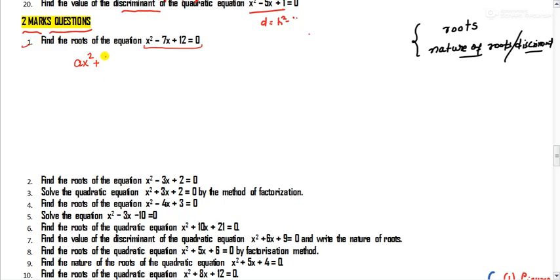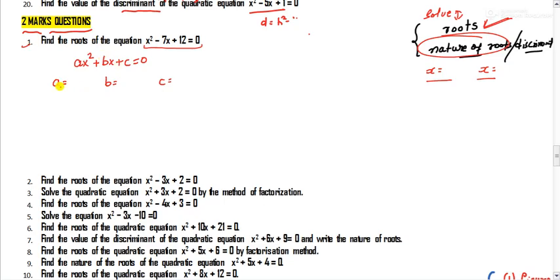First you have to write the standard form ax square plus bx plus c equals 0. Then compare the values and write the values of a, b and c. What is the value of a here? They are not asking you the nature of roots. They are asking for the roots. Find the roots, or they will tell you solve the equation. It means you have to find the value of x. You will get two values of x if the variable is in x form.